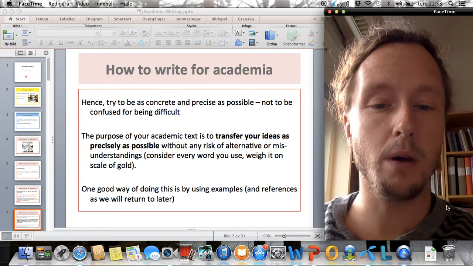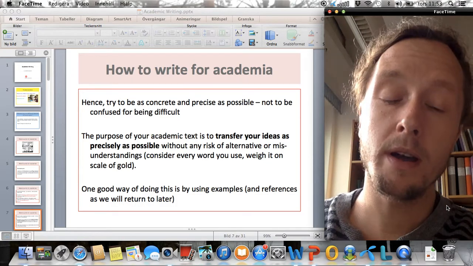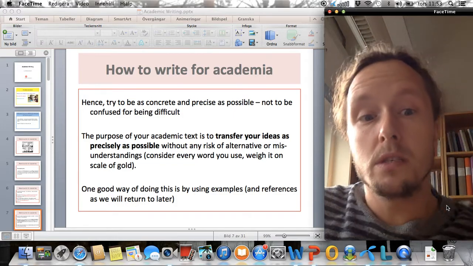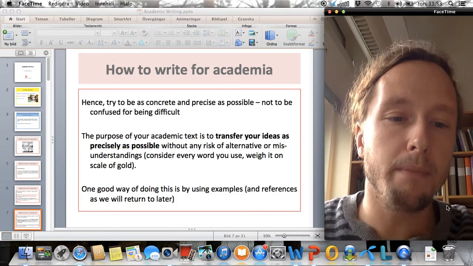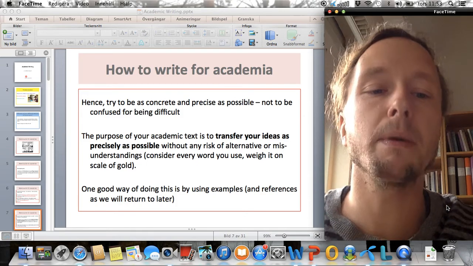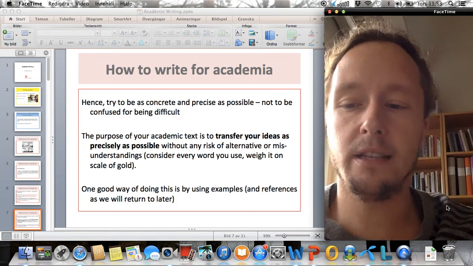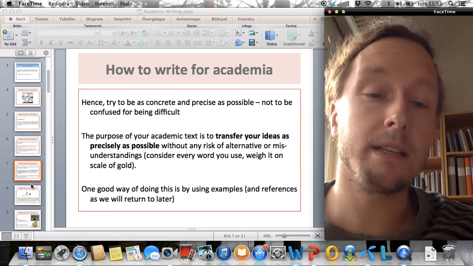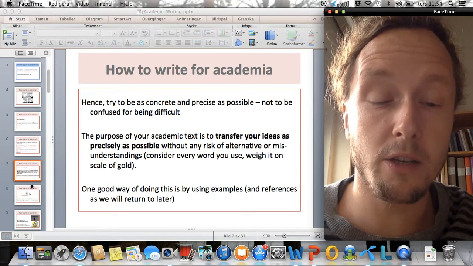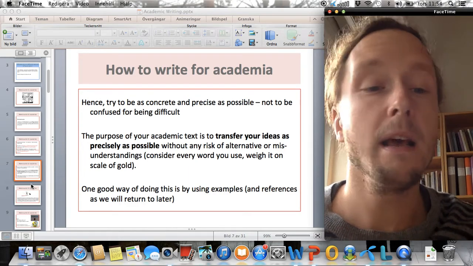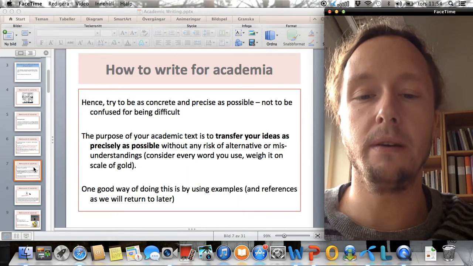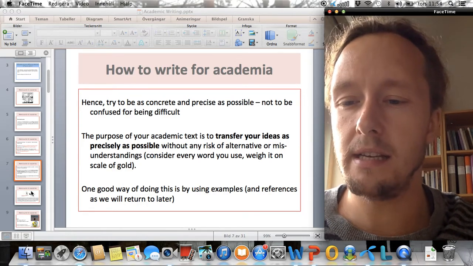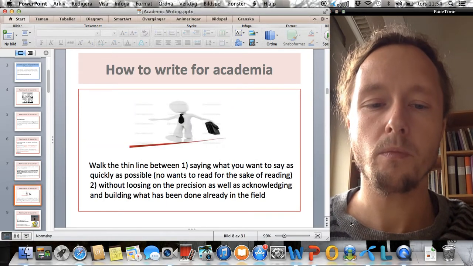So therefore you have to be more precise, because otherwise you're not transferring your ideas, what you mean, as precisely as possible. And a good way of being precise is to use references, like, I'm going to use democracy as Habermas has discussed it, and then refer to Habermas. But we'll get to references later in the lecture. Another example is, of course, using very precise concepts that you define, very important, but also using examples is very important in order to transfer your ideas as precisely as possible.